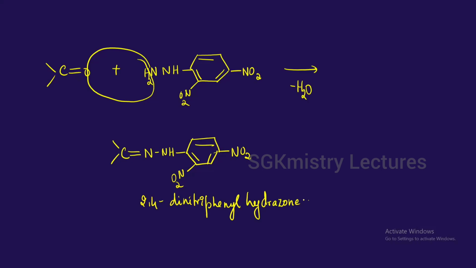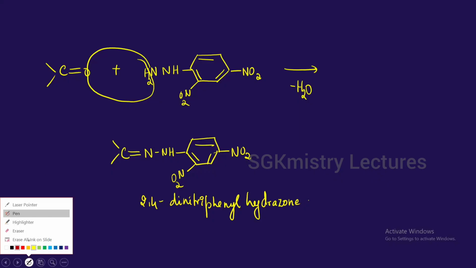Because of the formation of this 2,4-dinitrophenyl hydrazone, it is a yellow or reddish precipitate. It is yellow or reddish in color. Because of the precipitation of this particular compound, we can say that the carbonyl group will be present in the given compound. So it may be an aldehyde or a ketone. So let us look into the next test.